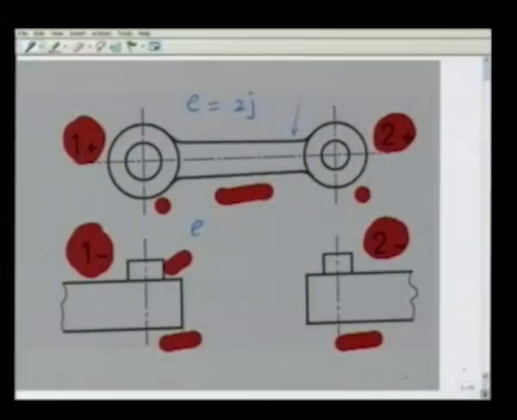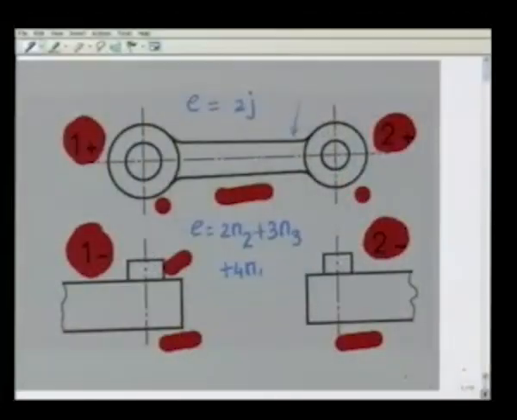So, if we count the total number of elements from the viewpoint of links, then I can write E should be equal to 2n2, where n2 is the number of binary links, plus 3n3, where n3 is the number of ternary links, plus 4n4, where n4 is the number of quaternary links, and so on, and ni, where ni is the number of ith order link.